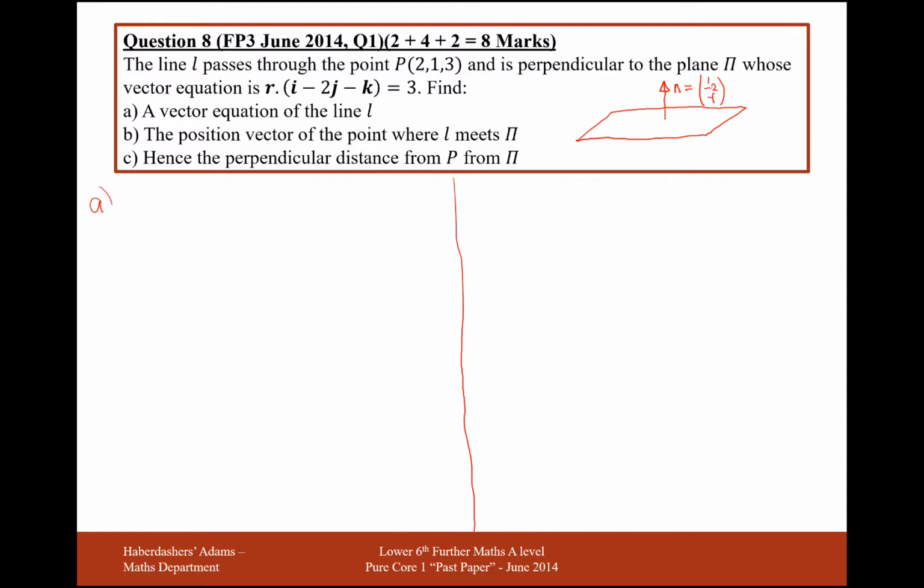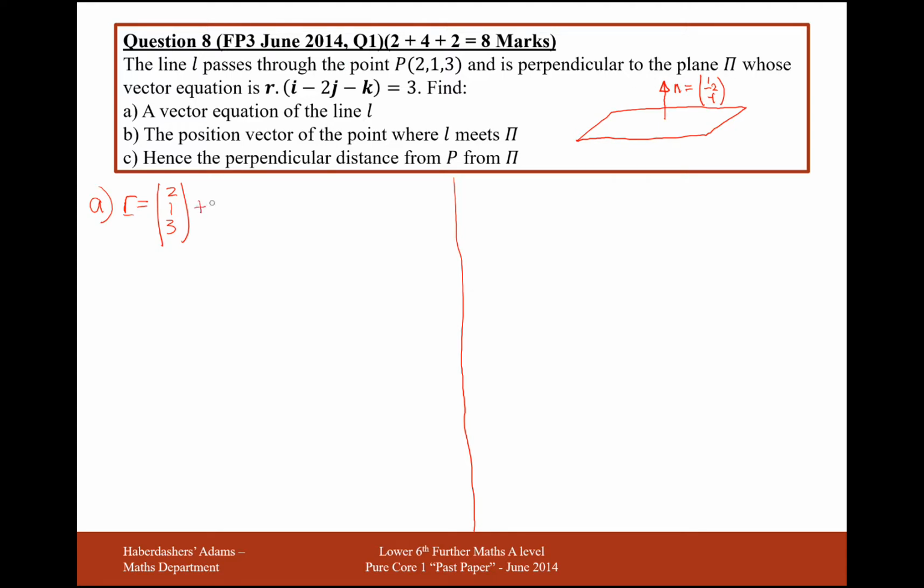So let's look at part A. All we know about the line is that it passes through here. Find the vector equation of L. Okay, so it passes through here, so I know that my vector can start at (2, 1, 3). And I'm also told that it's perpendicular to the plane pi. Well, this vector here is perpendicular to the plane pi, so I should be able to get from this vector here to the vector that L moves along, and in fact it is exactly this same vector.